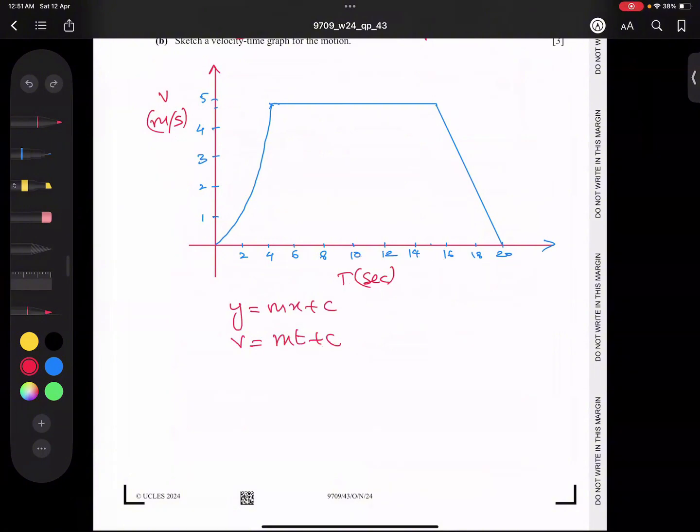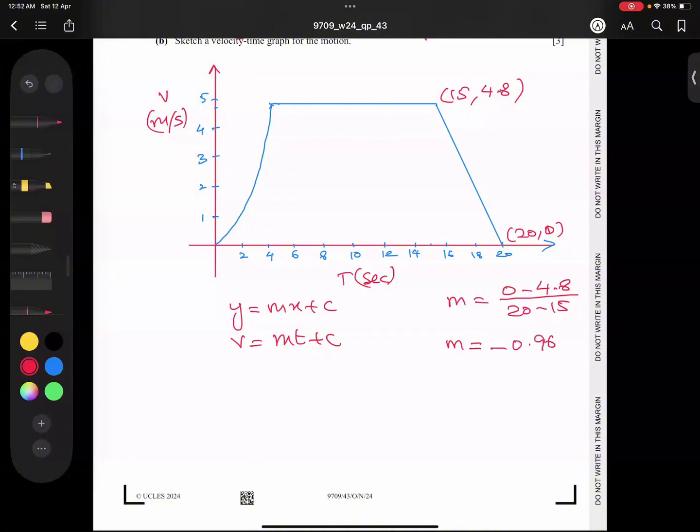Now first of all, I'm looking for the gradient. What are these coordinates? x is 15, y is 4.8. Here x is 20, y is 0. So what is the gradient formula? It is y2 minus y1 over x2 minus x1. So 4.8 divided by 5, I get negative 0.96. Okay, this I got now, students.